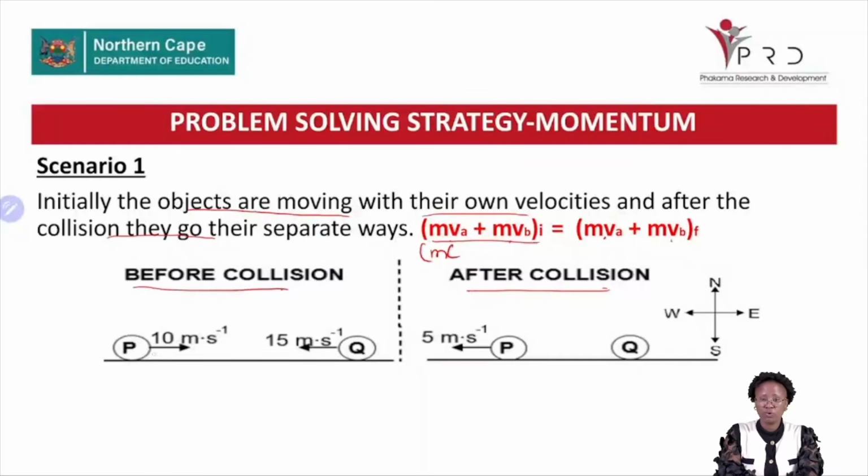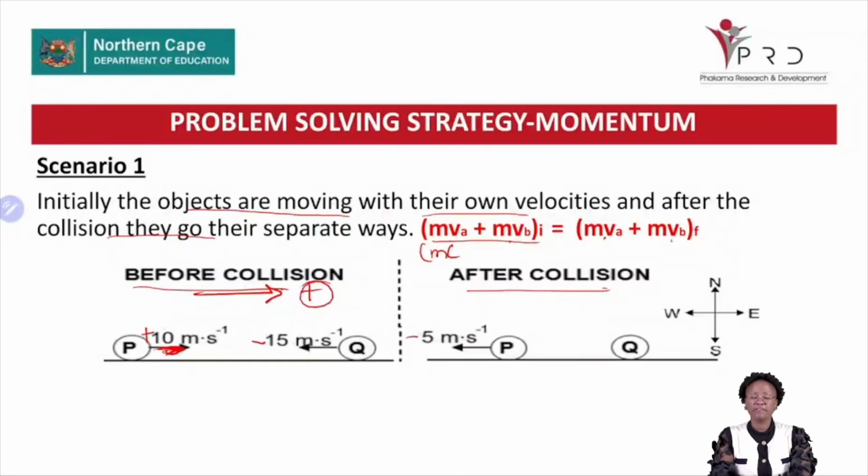I know that the mass of P is whatever. And then I have here the initial velocity of P that's going to the right-hand side. So I'm going to choose the right-hand side as positive. That means this will be my positive 10, this one will be my negative 15, and this one will be my negative 5, so that when I substitute, I remember the signs.